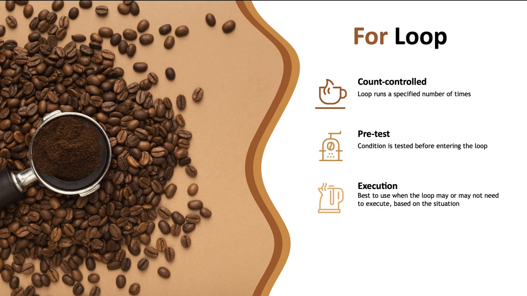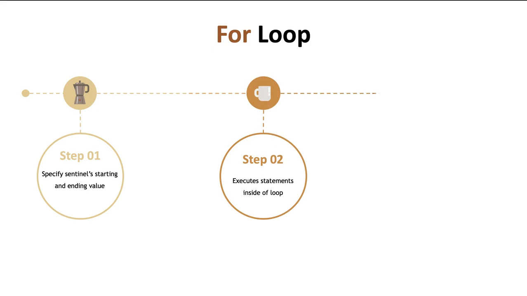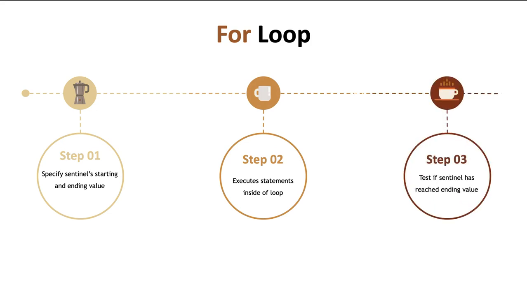Now let's review the steps for the for loop. First, the sentinel is initialized to a starting value, and the ending value is also specified. Then the statements inside of the loop are executed. The condition is rechecked to determine whether to run the loop again. So those are the 3 loops, the while, the do while, and the for loop. And we see how they're controlled.